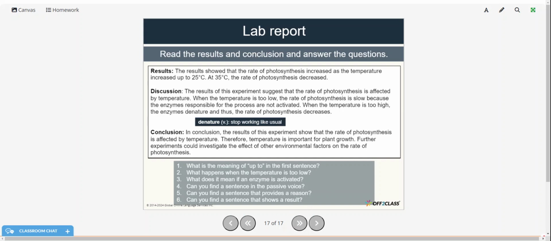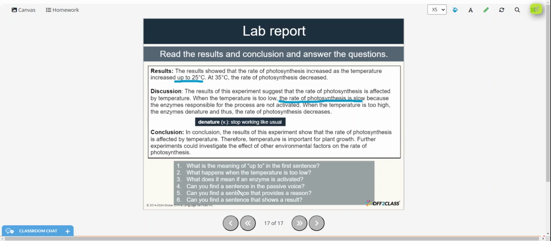Okay, so what is the meaning of up to in the first sentence? So as the temperature is increased up to 25 degrees Celsius. So it just means that the temperature does not go beyond the 25 degrees Celsius mark. What happens if the temperature is too low? Well, the rate of photosynthesis is slow. And what does it mean if an enzyme is activated? Well, to activate means that it starts working, it begins working.